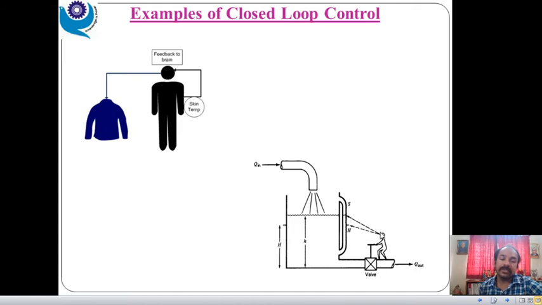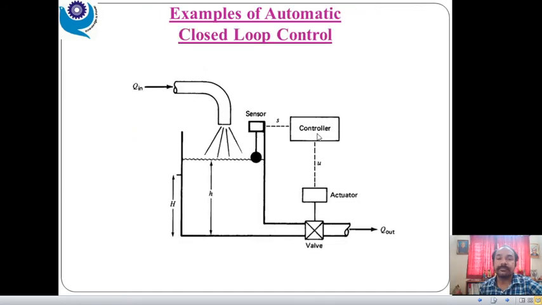So as the feedback is received by this person, he operates this valve to flow water. So this is again the closed loop control system. Examples of automatic closed loop control system, very simple again.